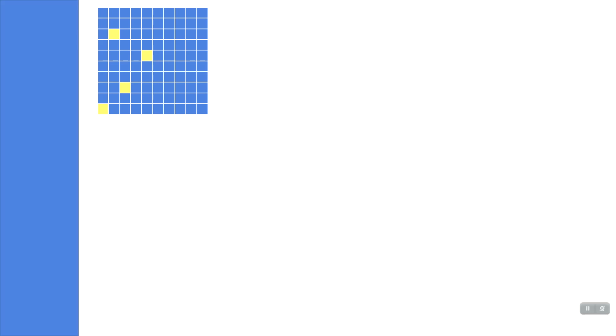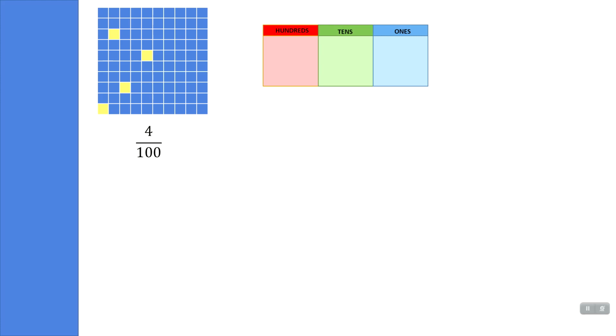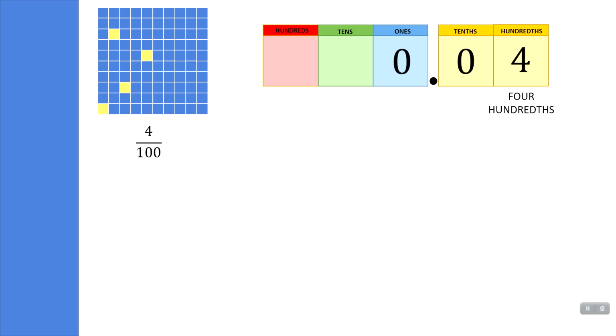Let's look at another one. There are 100 squares here. 4 of them are shaded yellow. Therefore, as a fraction, we know that's 4 out of 100. As a decimal, if we put our place value chart up, we know that we have not reached one whole yet, and so we put 0 in the ones. Our decimal part we represent with tenths and hundredths. We know 4 hundredths means we put a 4 in the hundredths column, and in the tenths column we put a 0. So 0.04 is 4 hundredths.